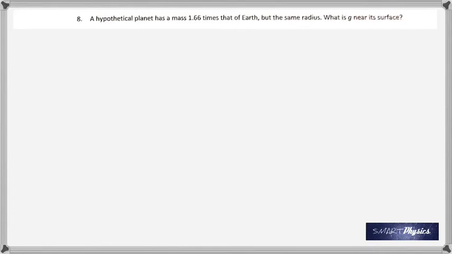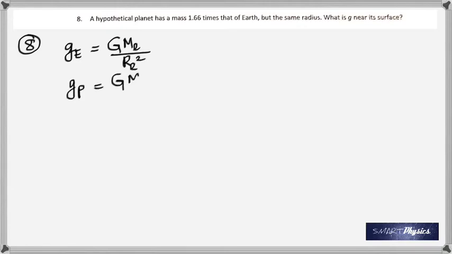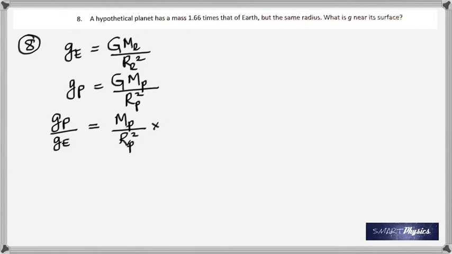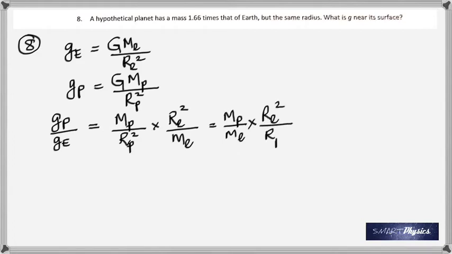A hypothetical planet has a mass 1.66 times that of the Earth, but the same radius. What is g near its surface? Again, from the previous formula, g of the Earth is caps G, mass of the Earth, by radius squared. And for the planet, the same thing, except that you have the mass of the planet and the radius of the planet. Divide one equation by the other, and when you divide it, you got to be careful and reverse the denominator and multiply.